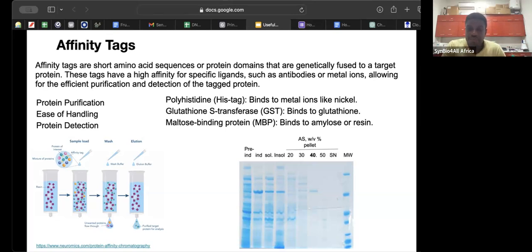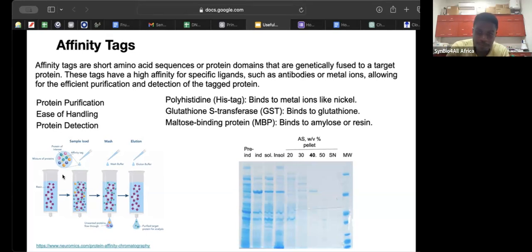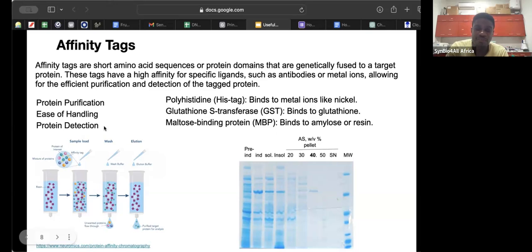So this is where the affinity tags come in. So we have some tags such as the His tag. For example, if you look at the image on the left here, you've produced your proteins, and then you have this column here that is filled with resin. Now, in the protein expression, they use what we call the MBP, right? The MBP is the maltose binding protein, and this protein basically binds to resins, right? So when you produce your protein, it is going to be expressed together with the affinity tag, right? As a big chunk of protein.